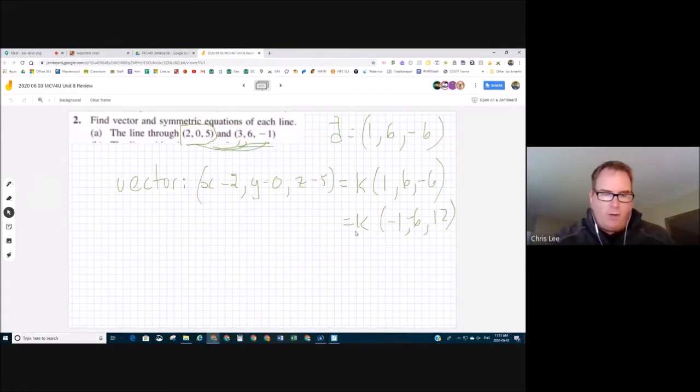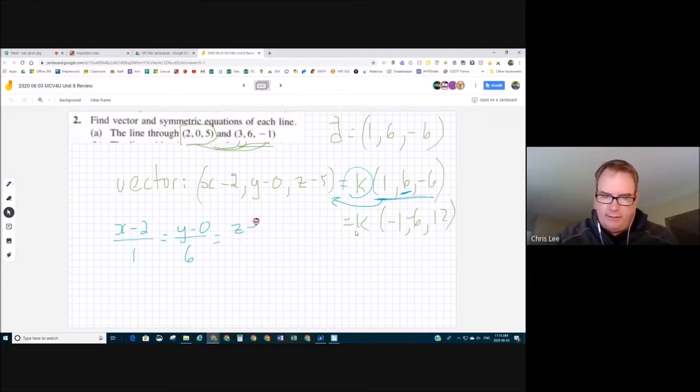Okay. And then the one that's a little bit odd, and I had a few emails about, was the symmetric one. So for the symmetric, you take all of these and divide by the direction vector components and say they would all be equal to K. So the X minus 2 would get divided by the X component, which is 1. The Y minus 0, I'm going to leave the minus 0 in there, although you don't need it, would be divided by 6. And then the Z minus 5 is divided by -6.